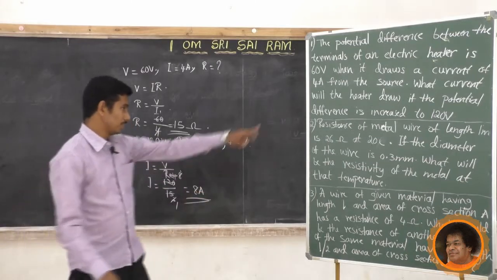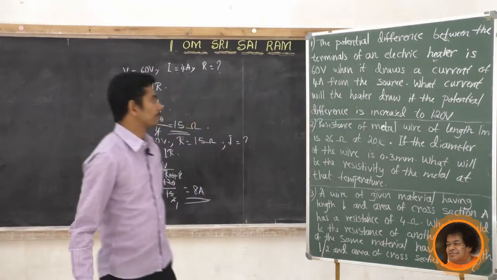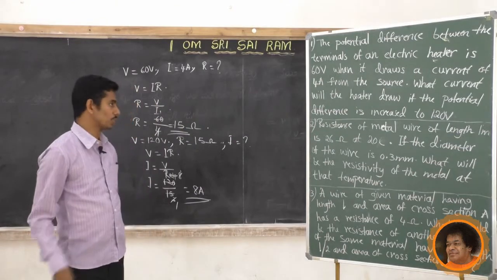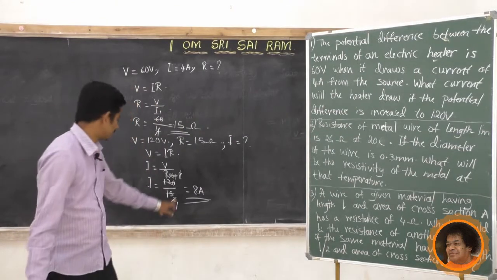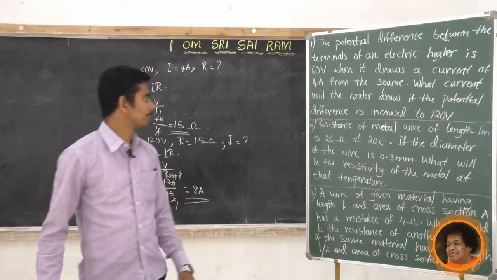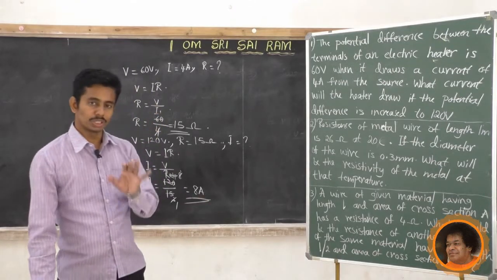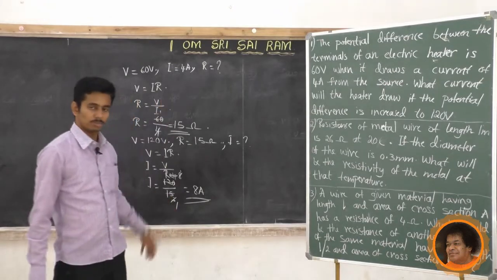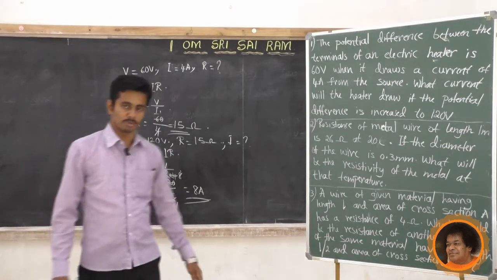Now tell me, what current will the heater draw if the potential difference is increased to 120 volt? It is 8 amperes of current. This is the solution for the first problem.